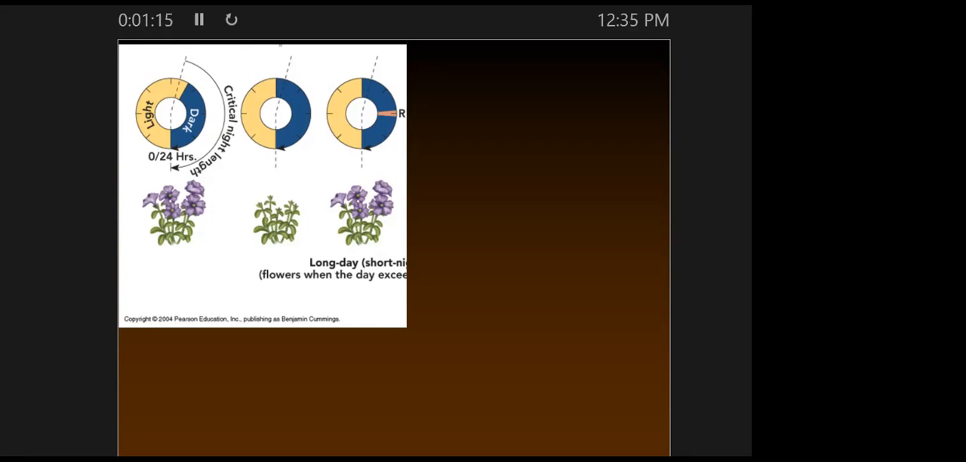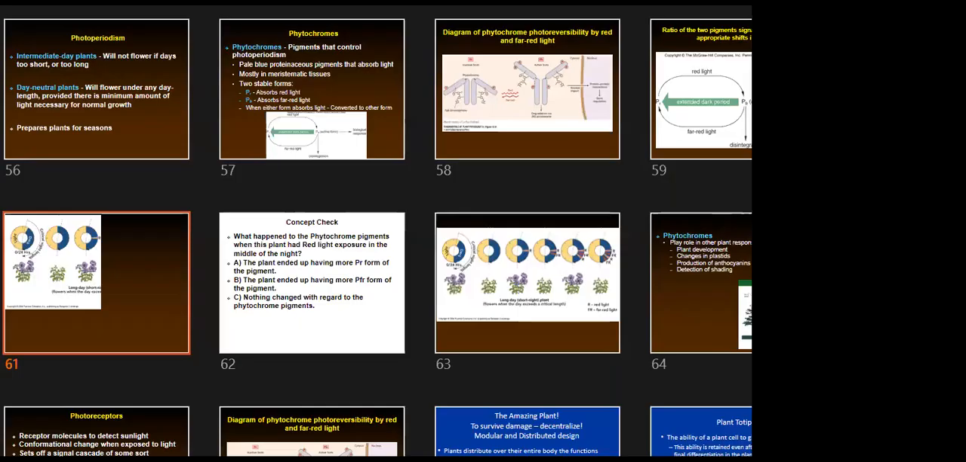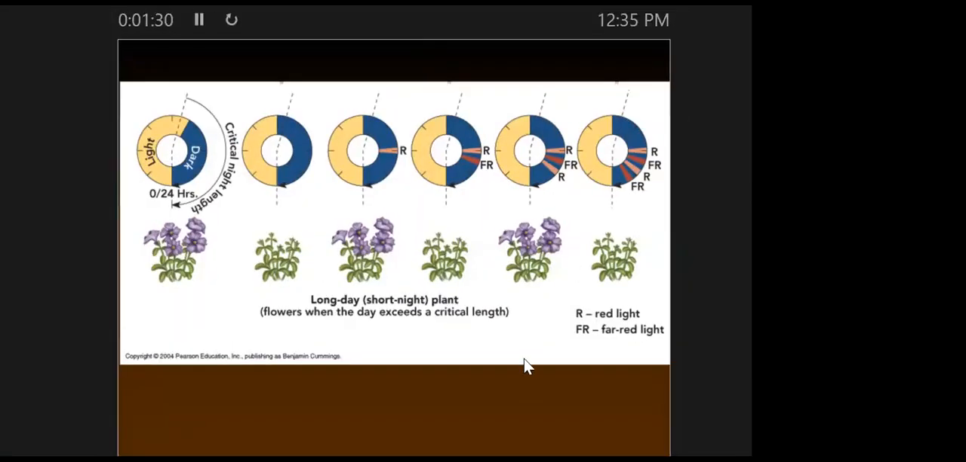Yeah. So the PR form goes up, and that's telling the plant no. Okay. And so you can do that over and over, which they've done. And you can control whether or not that plant is going to flower just by shining a little bit of red light or far red in the right pattern.